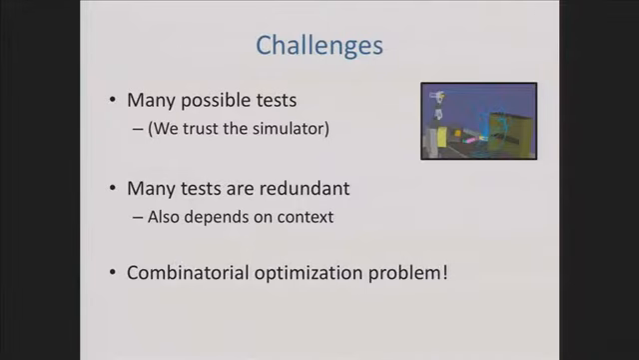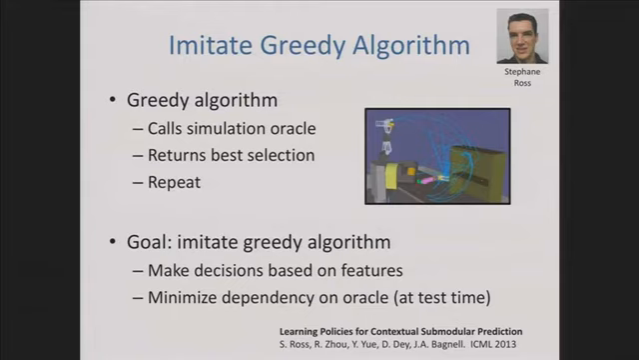And this leads to, in the most general case, a combinatorial optimization problem. We phrase it as a contextual submodular optimization problem, where the submodular function is saturated when we find a feasible trajectory. The idea here is to imitate the clairvoyant greedy algorithm that knows what the answer would have been if it ran all the simulations. The greedy algorithm calls the simulation oracle a whole bunch of times and returns the action that has the best utility from calling the oracle, and it repeats this process for some period of time.